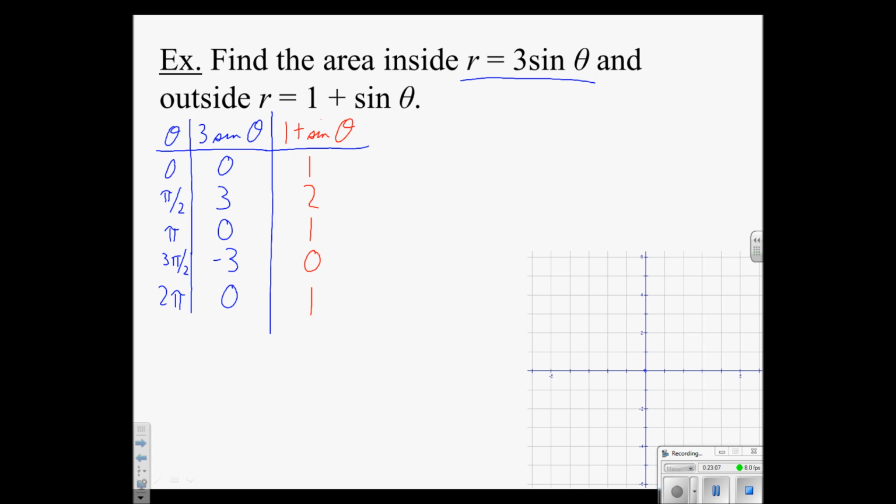So 0, 0. By the time theta goes from 0 up to pi over 2, we've got a radius of 3, so we're out 3 units. By the time theta goes from pi over 2 down to pi, the radius goes back down to 0. So I don't even need those two. There are the last 2 points on the bottom. And then for my last one, when theta is 0, my radius is 1, so that's right here. By the time we get to pi over 2, my radius is 2.